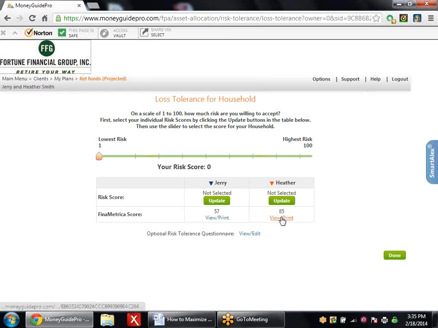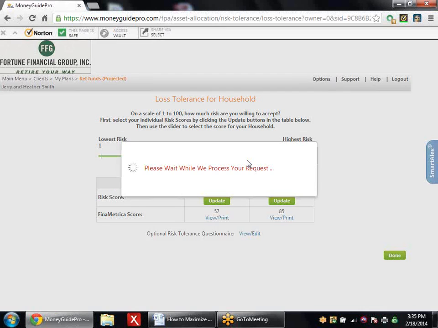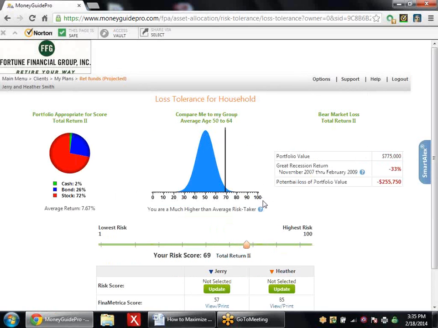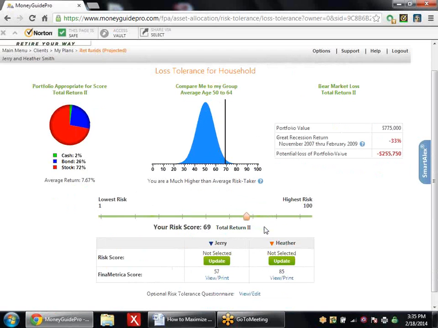We see the Finametrica scores between 57 and 85. Let's pick one in the middle, somewhere around 70. Now that's a very aggressive risk propensity there. Take a look at this.